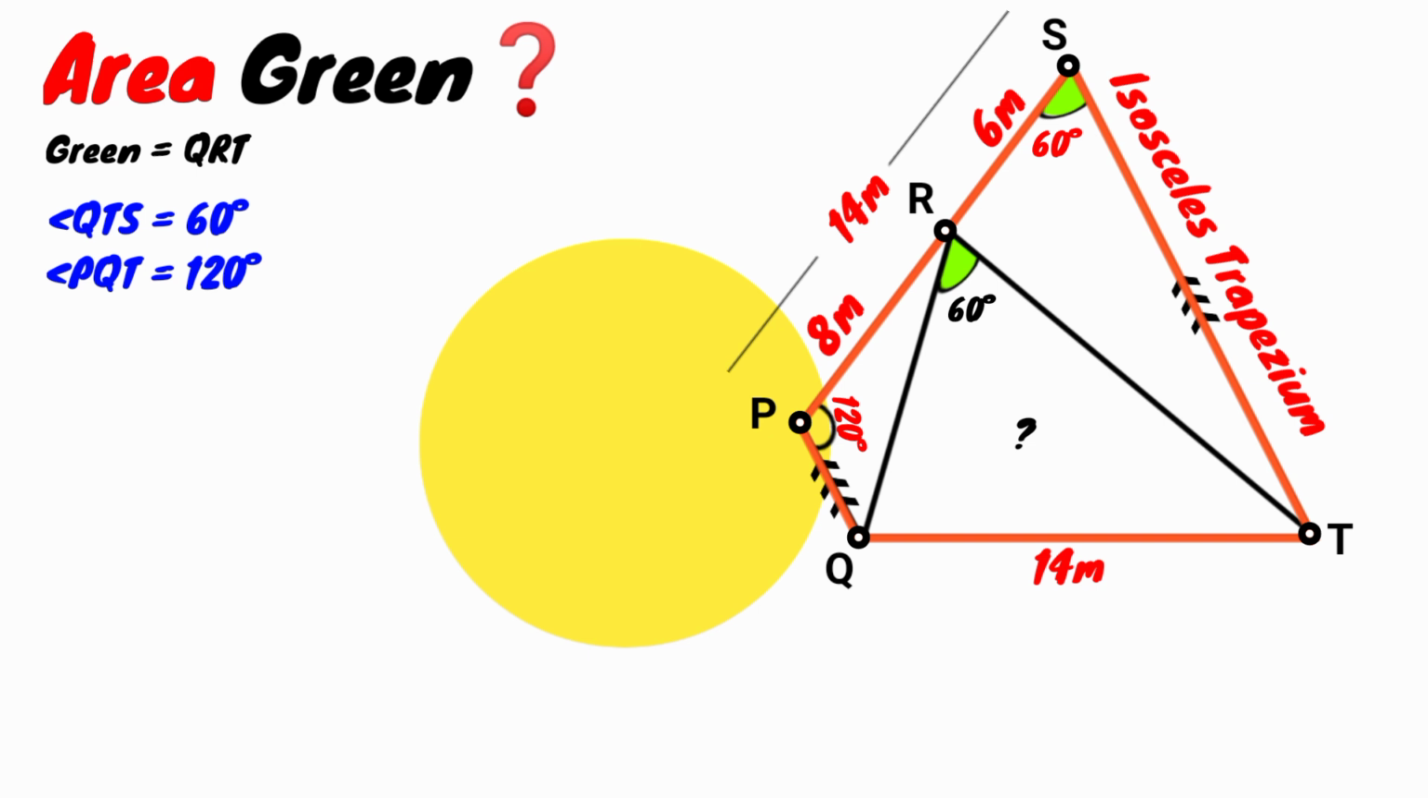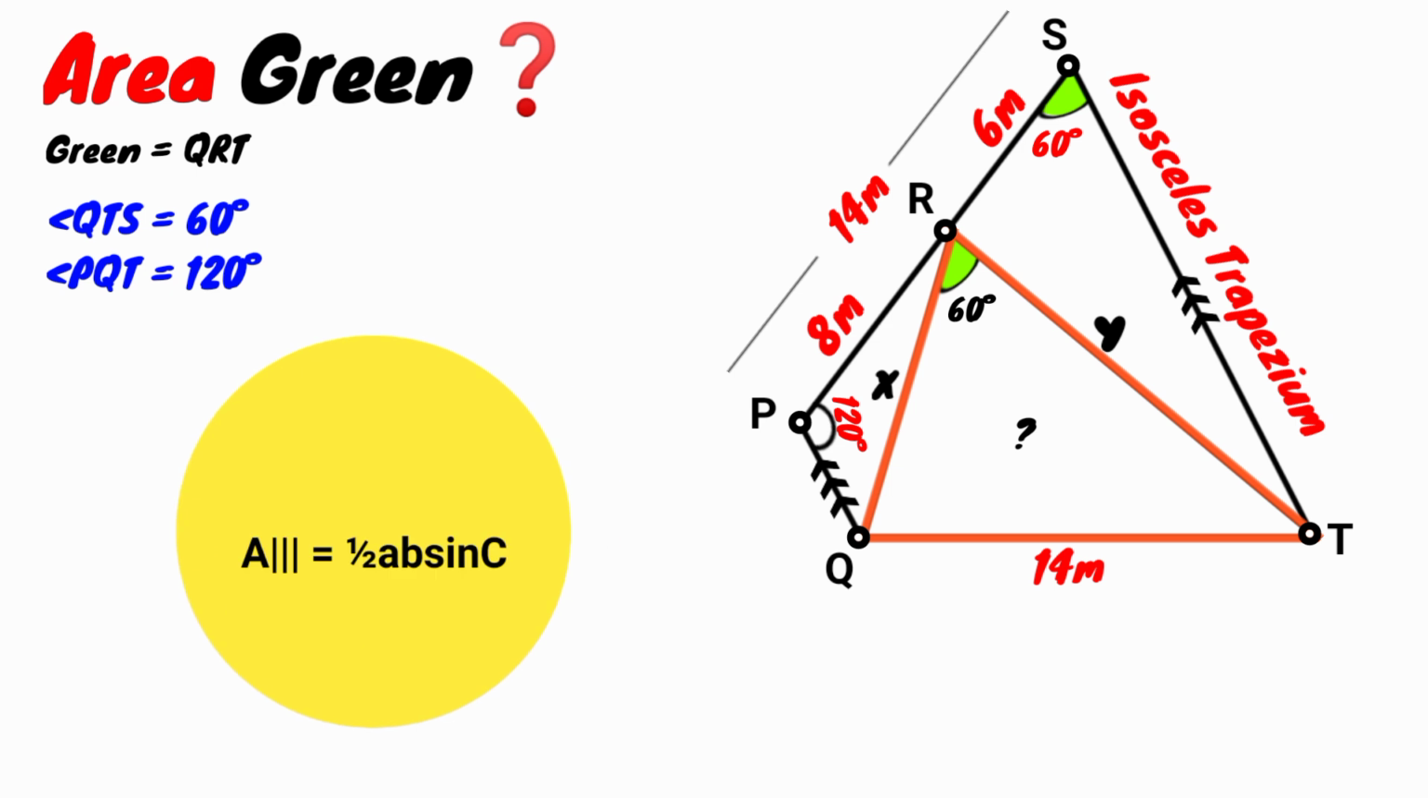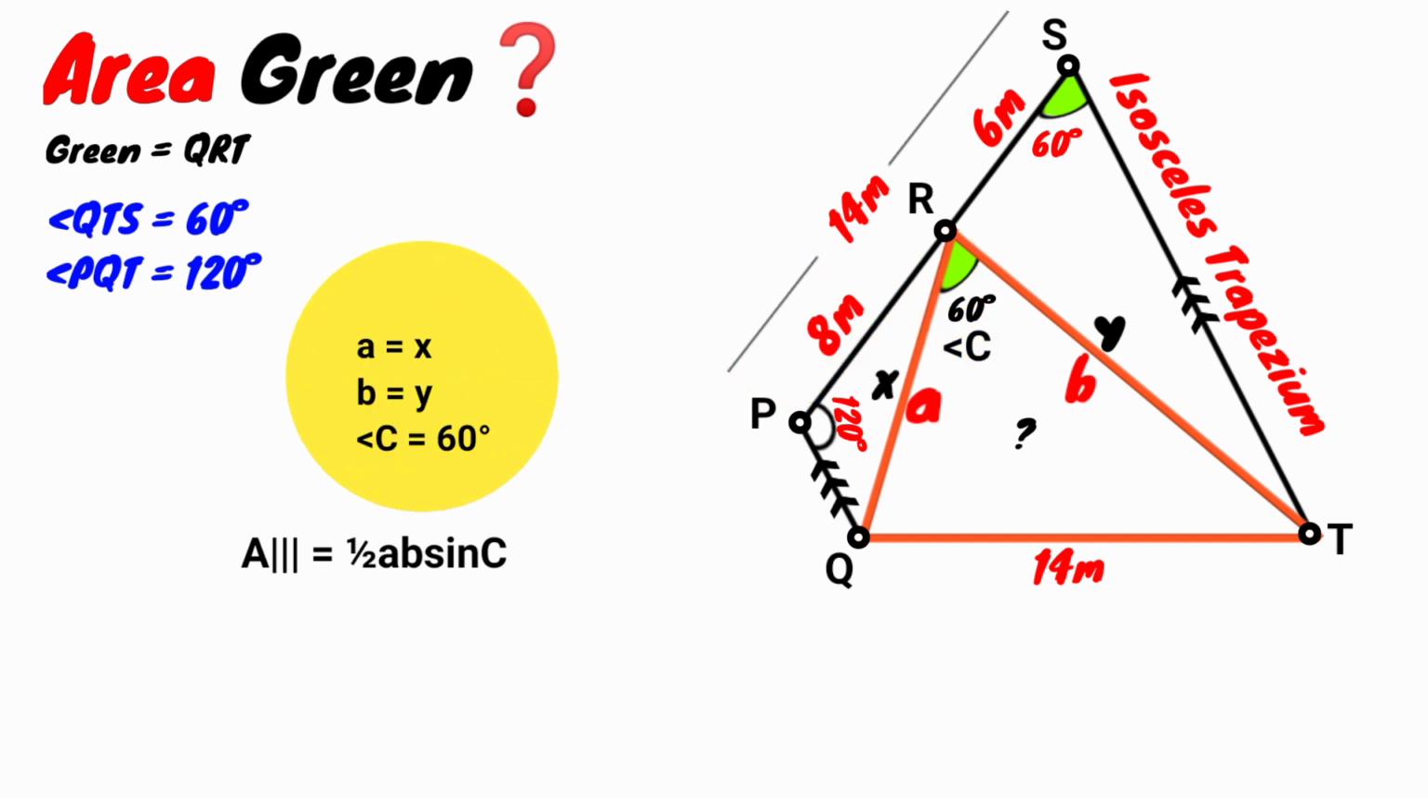To calculate the area of this triangle, we first assume the length of this side to be x and this y. We see the size of this angle is 60 degrees. So we use the formula area of triangle equal to 1 over 2 AB sine C. A and B are representing two sides of the triangle, and angle C is the angle between them. So here, if we take this side as A and this B, this must be angle C. So A equal to x, B equal to y, and angle C equal to 60 degrees.